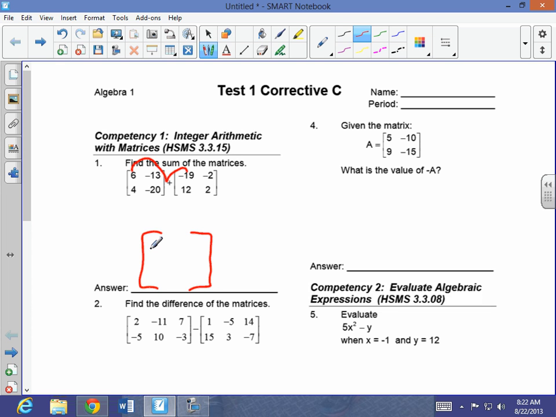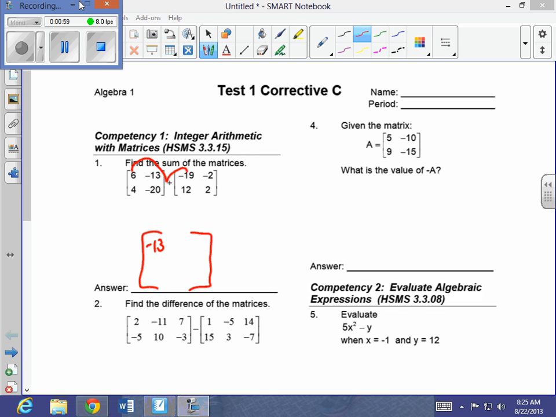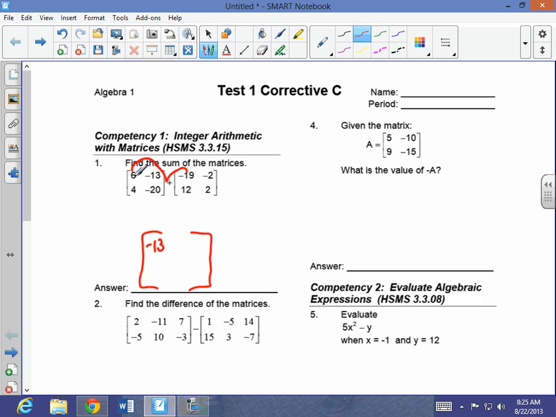6 plus negative 9 is negative 3. Okay, so 6 plus negative 9 is negative 3. Negative 13 plus negative 2 is negative 15. 4 plus 12 is 16. Negative 20 plus 2 is negative 18.